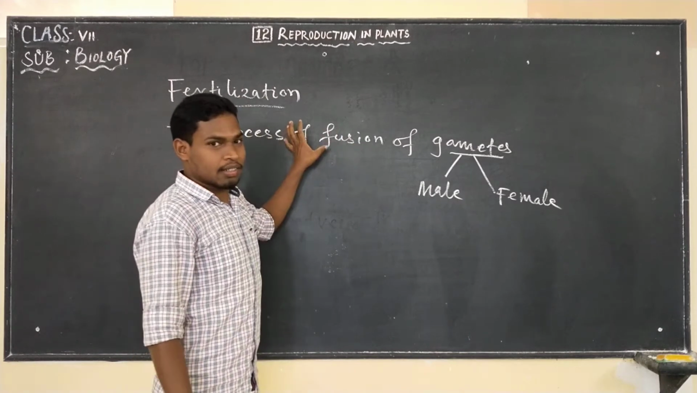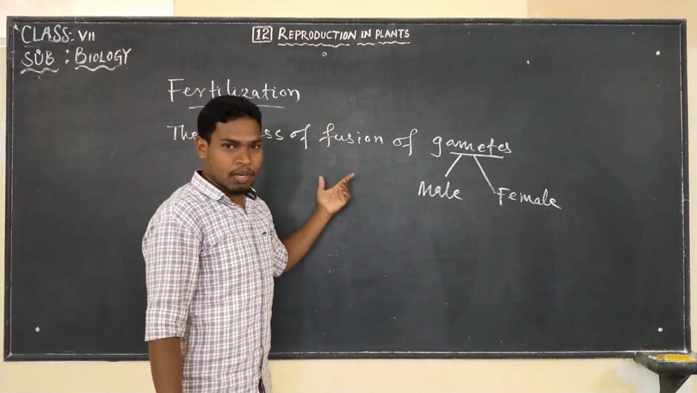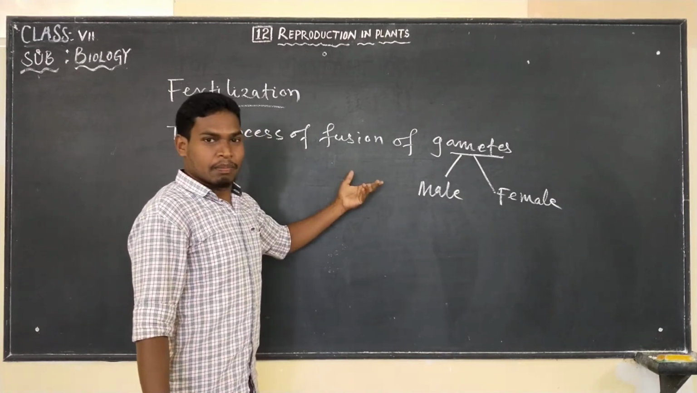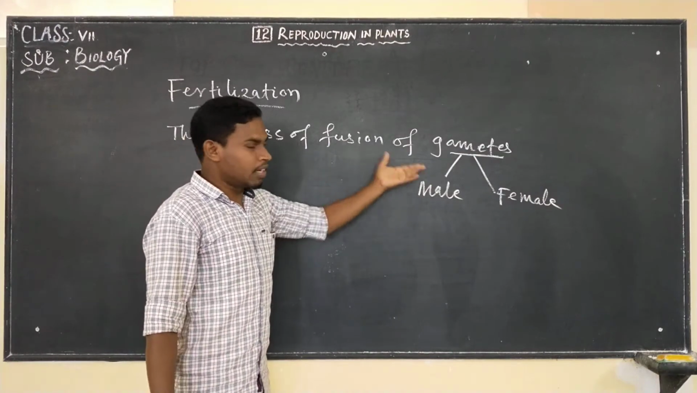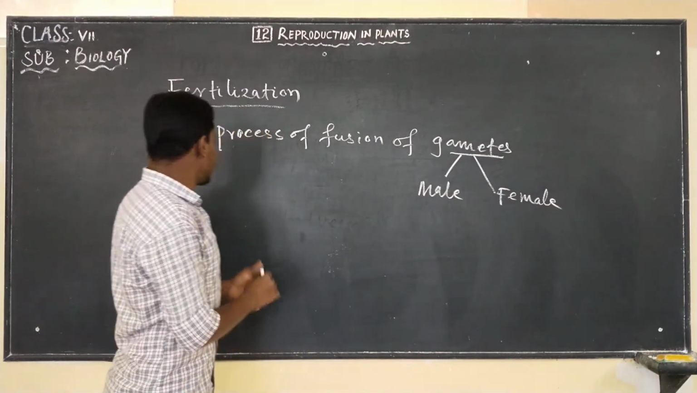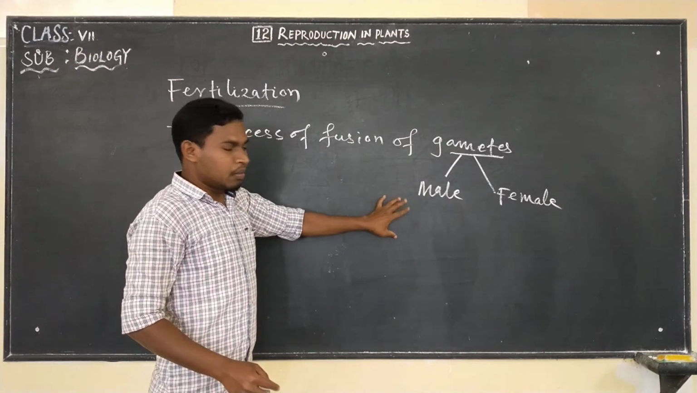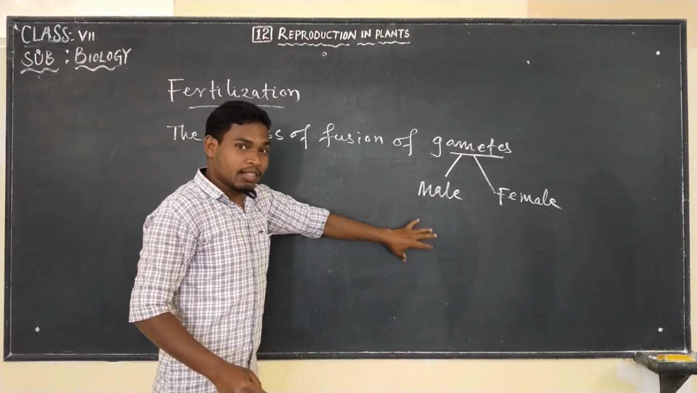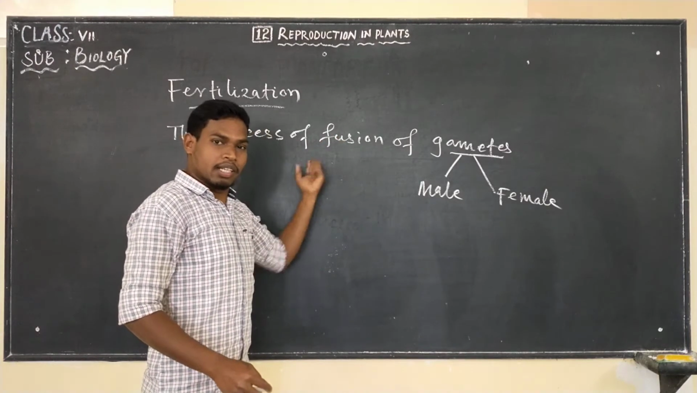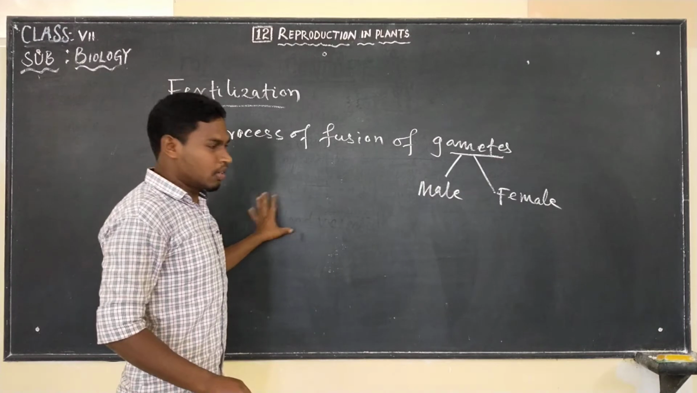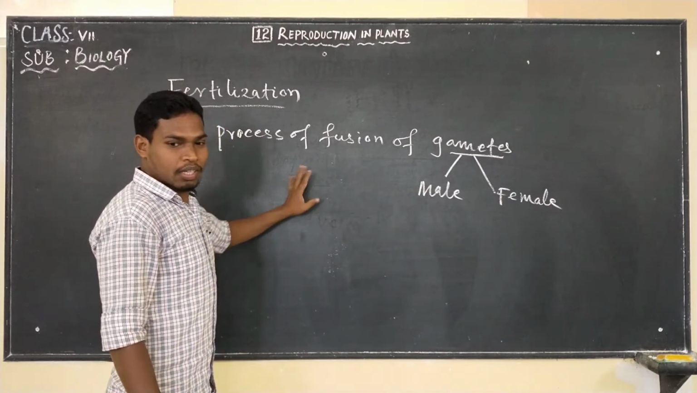But how does it occur? I have told you that there is a special mechanism known as pollination. With the help of pollination, this fertilization takes place. So how does pollination take place? And after pollination, the pollen grains germinate into a pollen tube and reach the ovule. All those processes we are going to see by diagram.